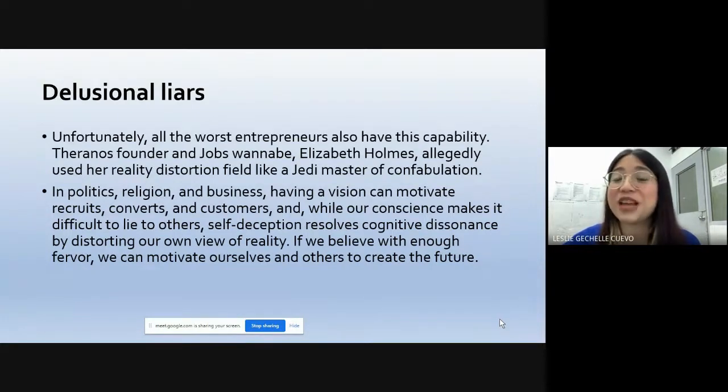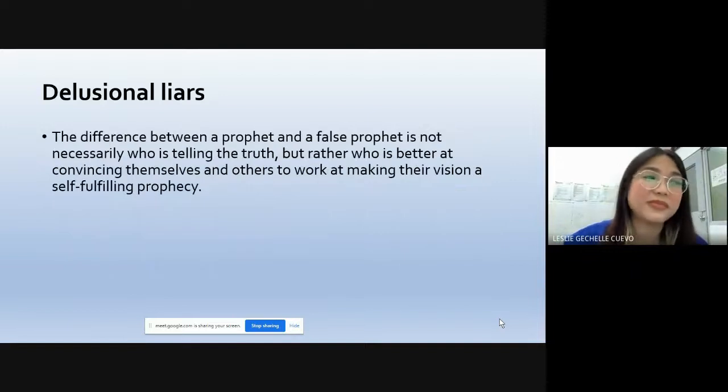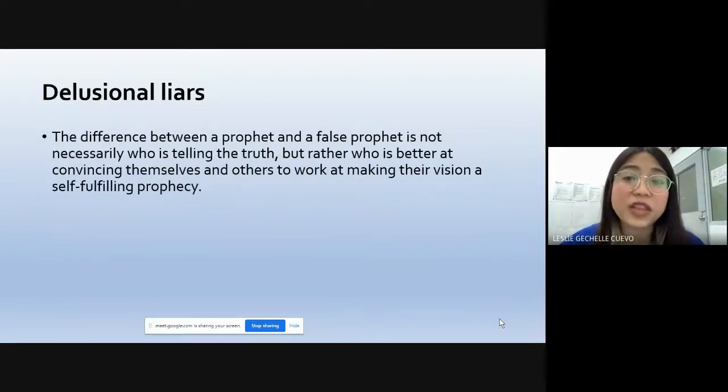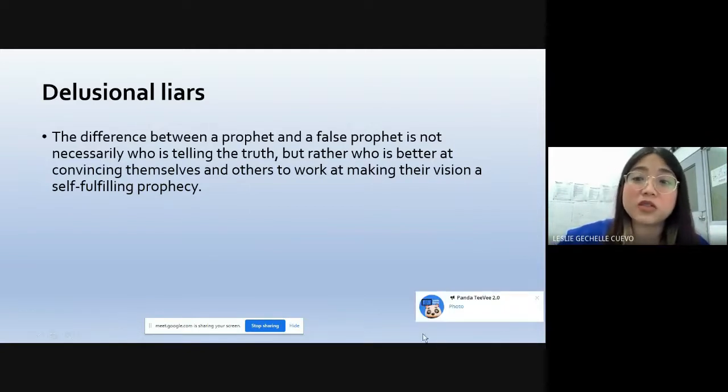So, hindi naman siya totally bad. Di ba? Kasi kung meron kang vision at naipaliwanag mo sa iba yung vision na yun, napaniwala mo sila, then maganda yun, pabor yun para sa'yo. Di ba? The difference between a prophet and a false prophet is not necessarily who is telling the truth. Hindi yun ang usapan kung sino ang nagsasabi ng totoo, but rather who is better at convincing themselves and others to work at making their vision a self-fulfilling prophecy.